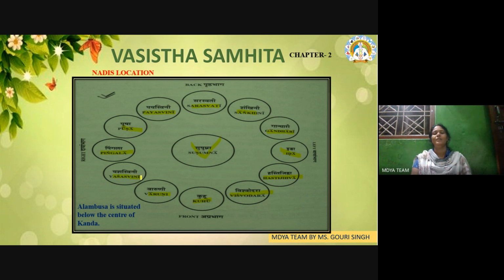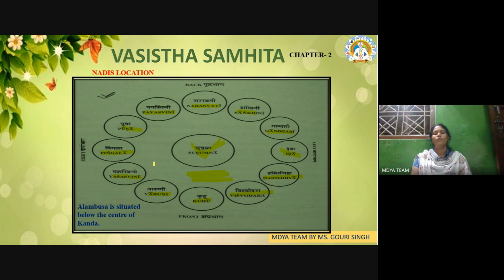One is missing here, that is Alambusa. But he never specified this Alambusa in this diagram. He said that Alambusa is situated below the center of the Kandham. In the middle area Susumna is present, which means Alambusa is situated below the center of the Kandham, maybe this area. A clear description is not written here, but he arranged these in this way: in the middle Susumna, on the left side Ida, and on the right side Pingala, and the other nadis are 5 on this side and also 5 on the other side.